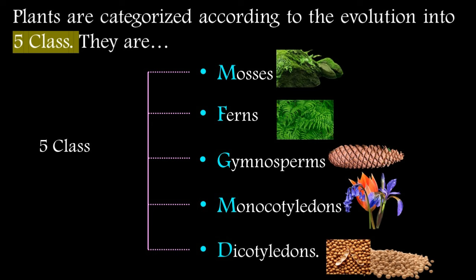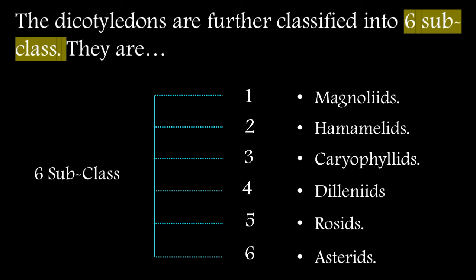Subclass in homeopathy. Well, plants are categorized according to evolution into 5 classes. They are mosses, ferns, gymnosperms, monocotyledons, and dicotyledons. The dicotyledons are further classified into 6 subclasses. They are the magnoliids, the hamamelids, the caryophyllids, the dilleniids, the rosids, and the asterids.